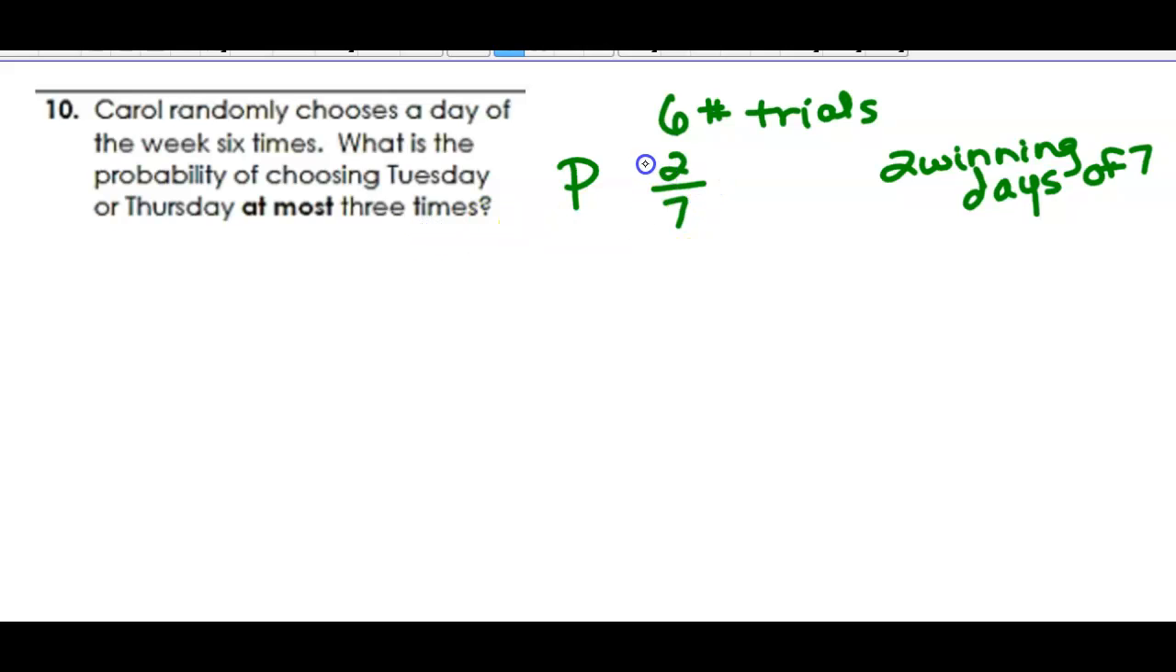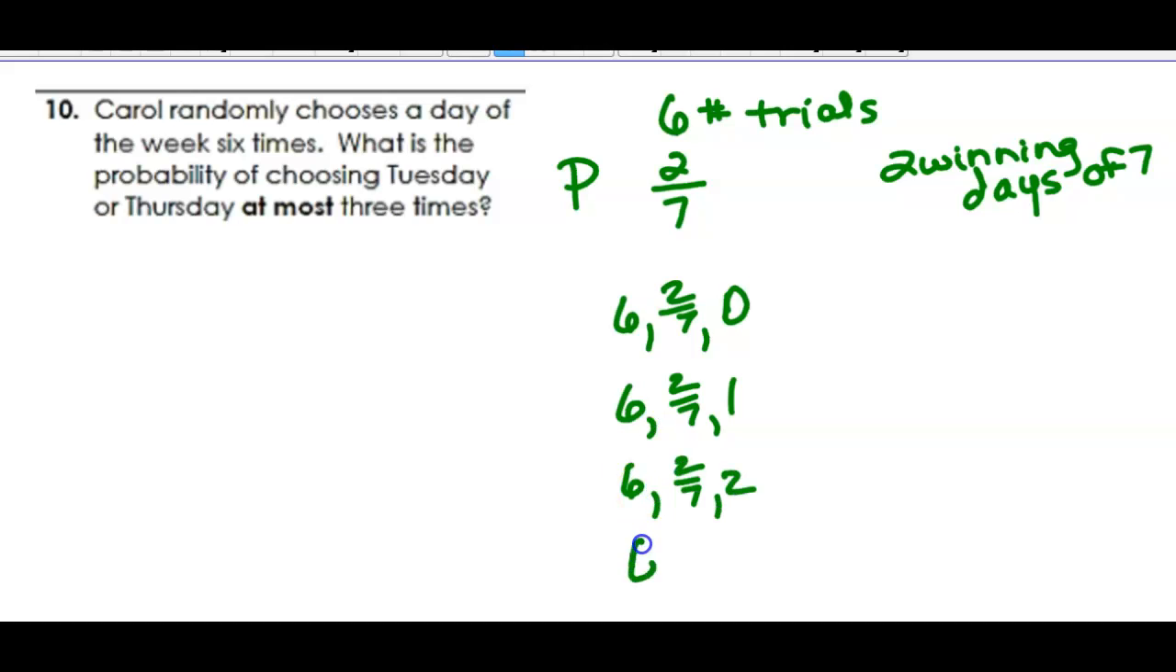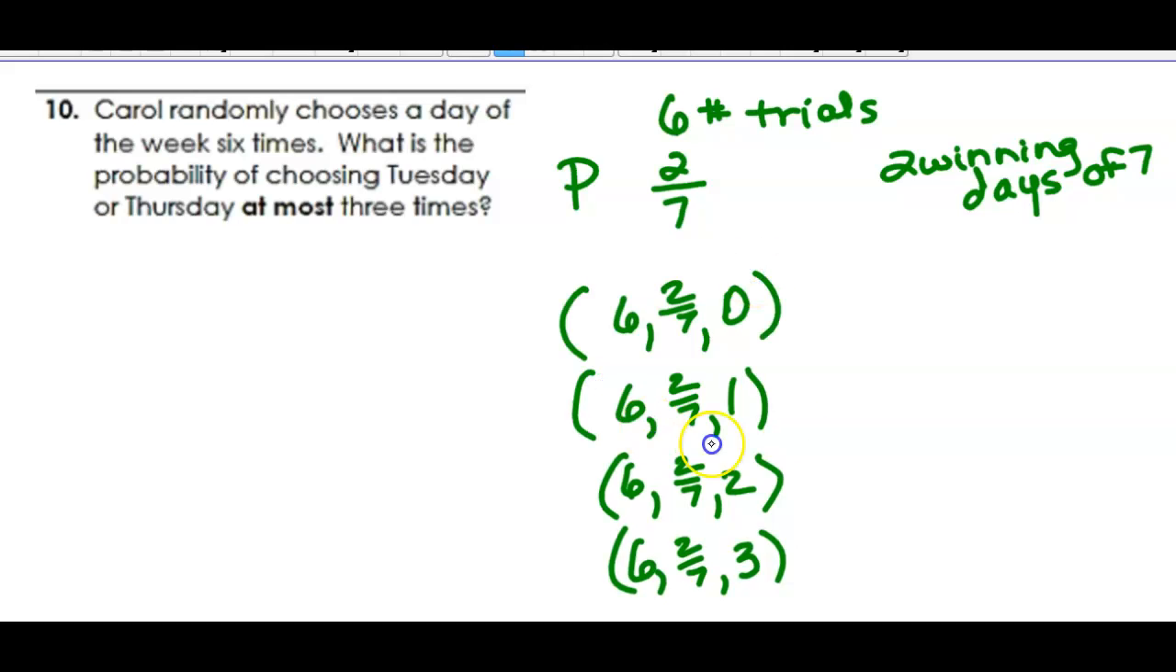So we could do this 6, 2/7 if she picks it once. If she picks it 0 times, 1 time, 2 times, or 3 times, those probabilities all added together, when we typed them in our calculator, would give us this answer. That's a lot of work. If you did Binomial PDF, you would have to add all these up.